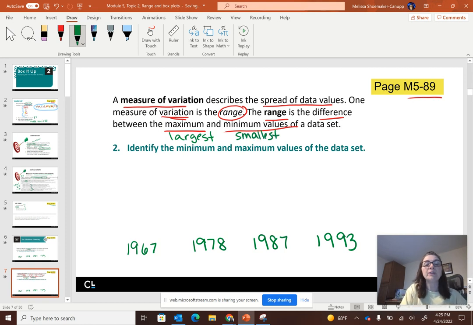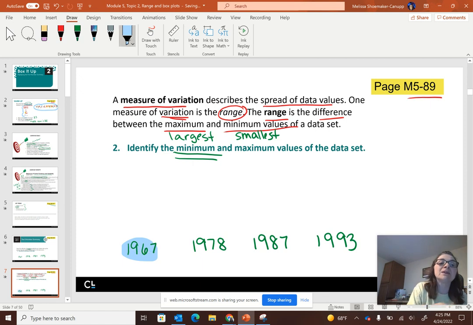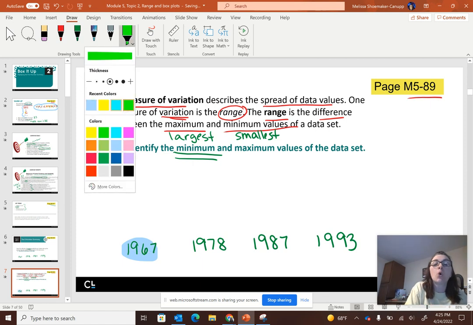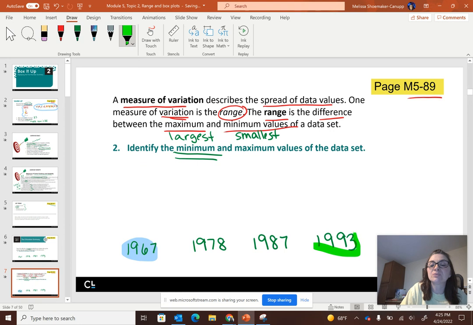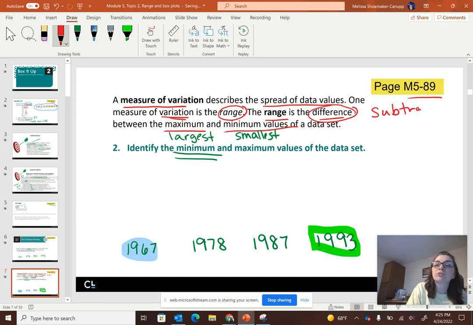Okay. So what is the minimum value in my penny dates that I put? I kind of went in order when I was listing them. So this one would be the minimum. It's the smallest number, the oldest penny, and then this would be the max, the largest. Okay. So how would we find the range? Well, it's telling us to find the difference. The difference tells me to subtract.